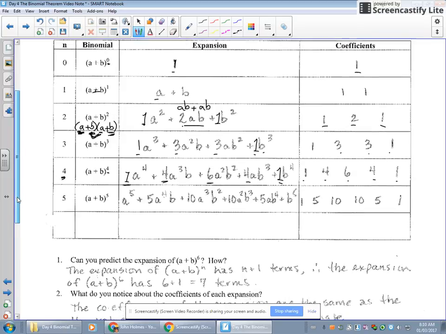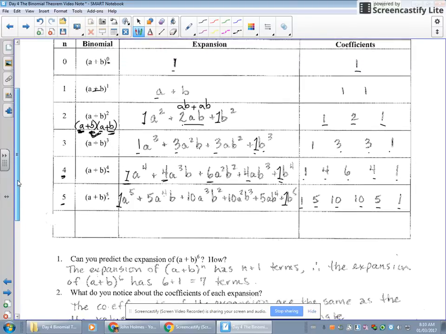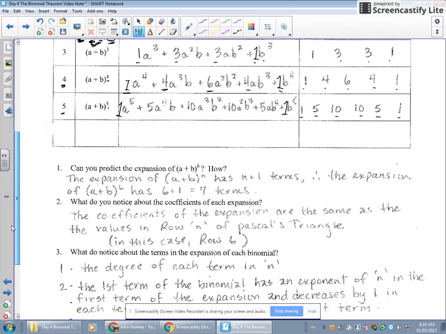And we'll continue on to the fifth one. A plus b to the fifth, which is the fifth row, is 1a to the fifth, plus 5a to the fourth b, plus 10a cubed b squared, plus 10a squared b cubed, plus 5ab to the fourth, plus, again, 1b to the fifth. Our coefficients are 1, 5, 10, 10, 5, and 1. So we should be recognizing that these coefficients are, of course, simply Pascal's triangle.